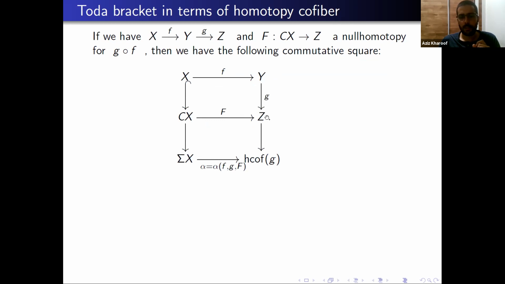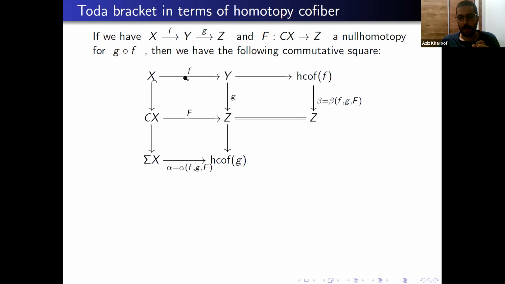Okay, and one can do the same in the other direction and get the map from the homotopy cofiber of F to Z. Here we can choose it to be Z because we can choose it to be a cofibration. And this is contractible. So the homotopy cofiber is Z. Okay, so I called it beta.